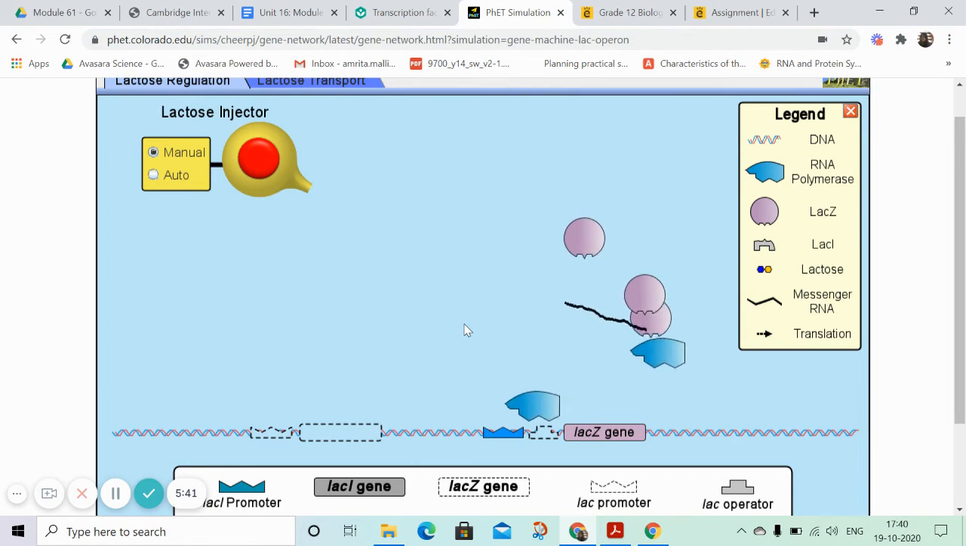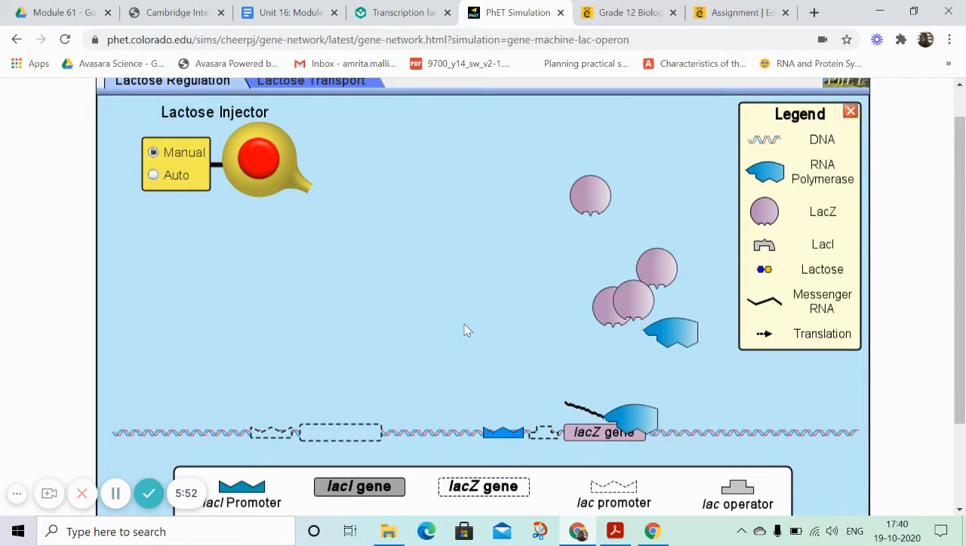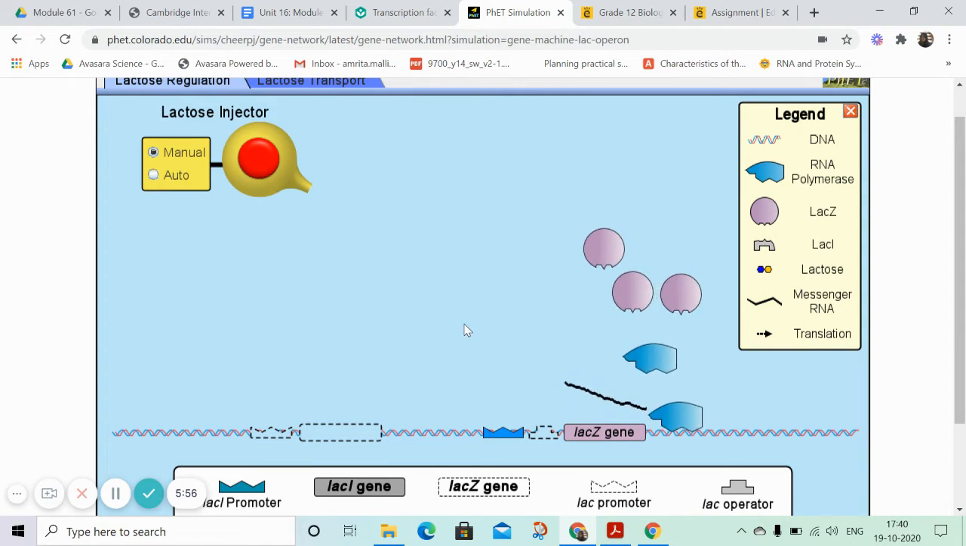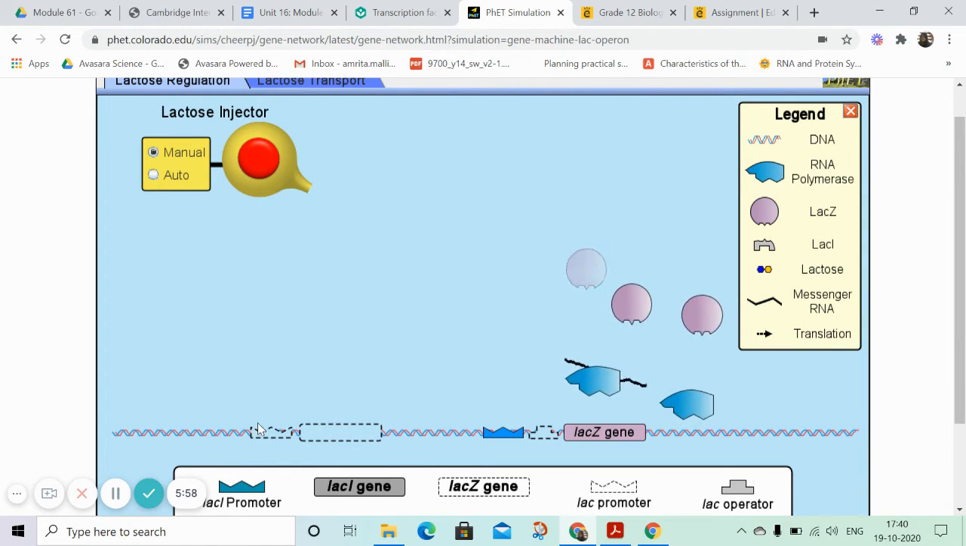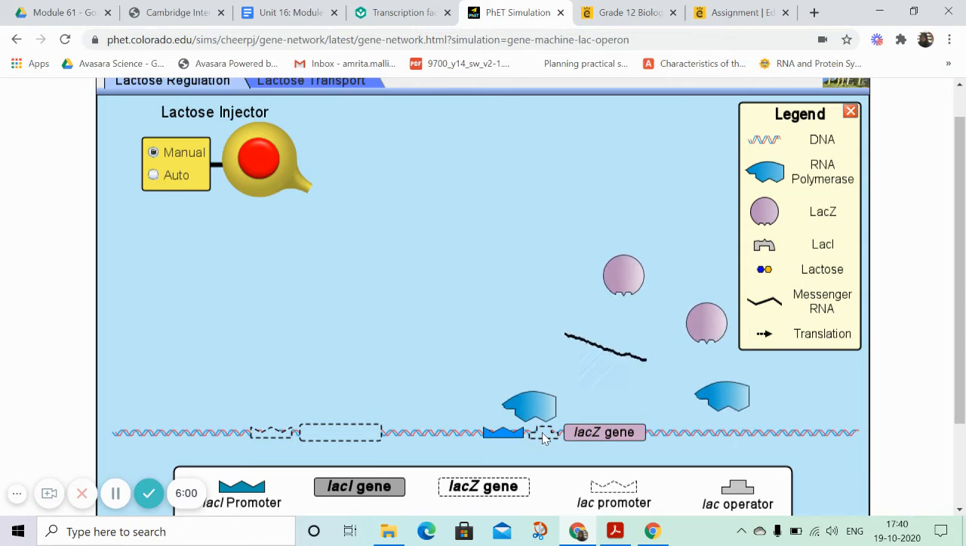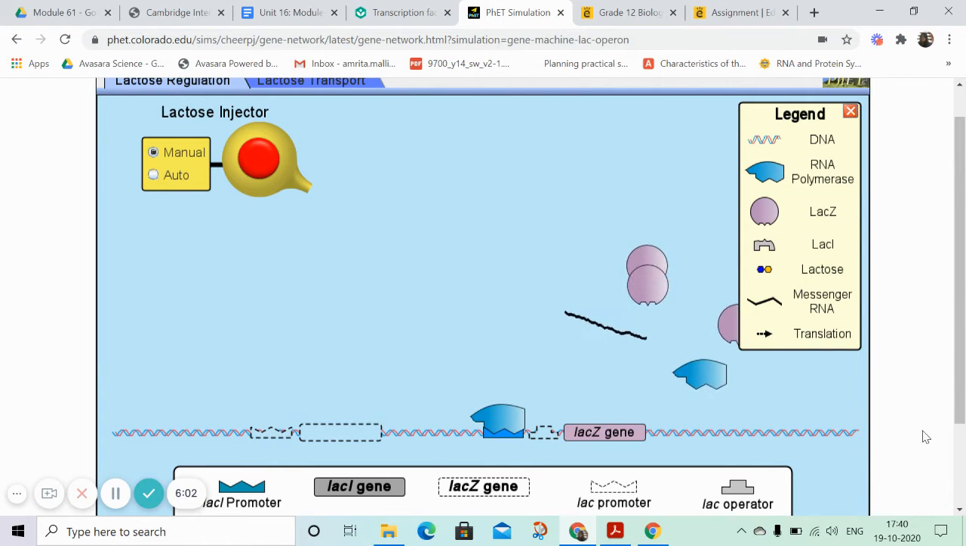Thank you for pausing. I hope you entered your response. Question number 5. Introduce LAC operator. Now I'm going to introduce LAC operator. I'm going to introduce the regulatory LAC-I gene and the LAC-I promoter. So all these gaps are going to be filled. Let's see what happens.